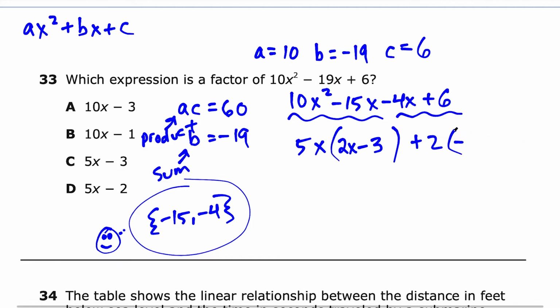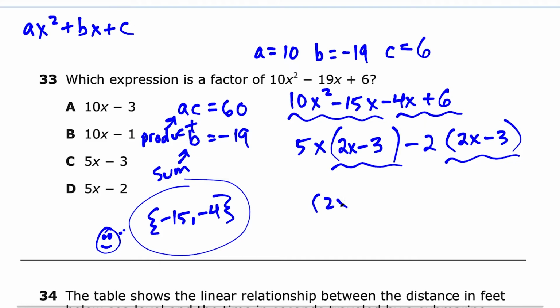So watch what happens instead if I were to factor out a -2. So I factor out a -2, -4x divided by -2 is +2x. And if I do 6 divided by -2, that's -3. So you see how now I have matching factors of 2x minus 3. So now in the last step here, I take out a 2x minus 3, and now I write the leftovers. The leftovers would be 5x and -2 like this. So that would be the factored form of this quadratic expression. And now when we scan the answer choices here, we can see 5x minus 2 is our solution.